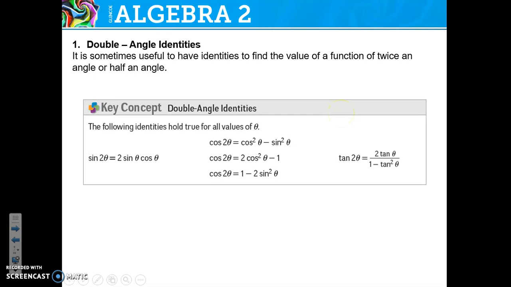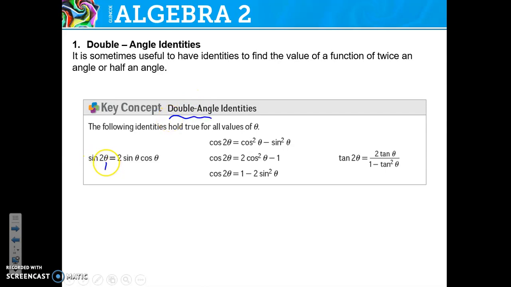So for example, if I need to find something having to do with, let's say, 120, even though that's one we already know, if I know something about half of that angle, which is 60, I would be able to use these identities. So here are identities that are true for all values of theta. These are called the double angle identities.